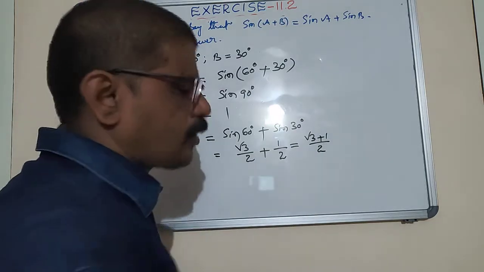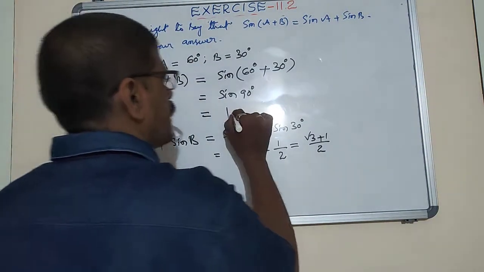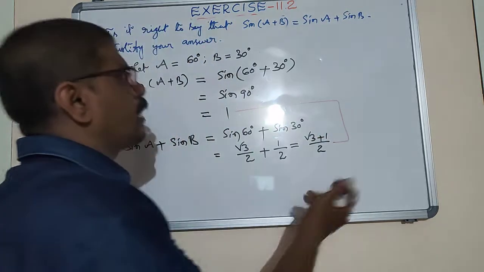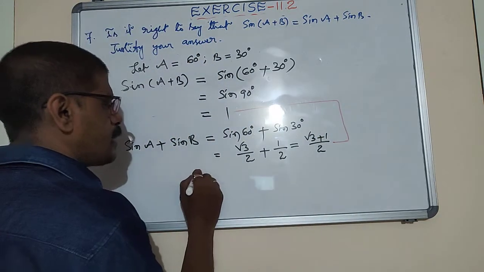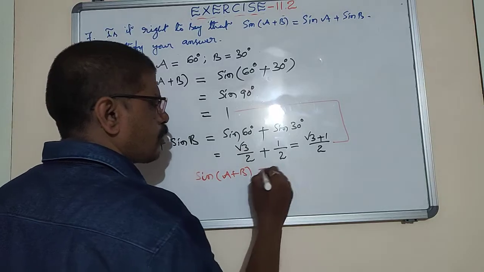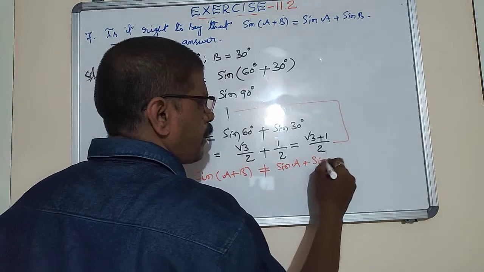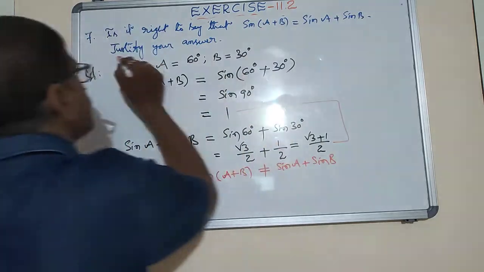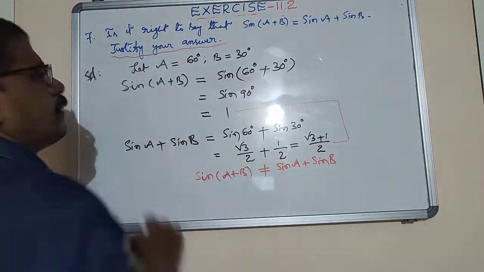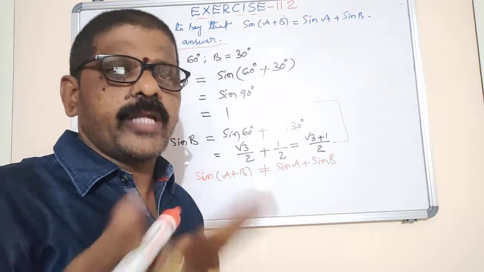Clear? So we have to observe that this is LHS, this is the RHS. What do you observe? Both are not the same. That means sin(A+B) is not equal to sin A plus sin B. That's correct. But it is given, justify your answer. That means both are not equal.